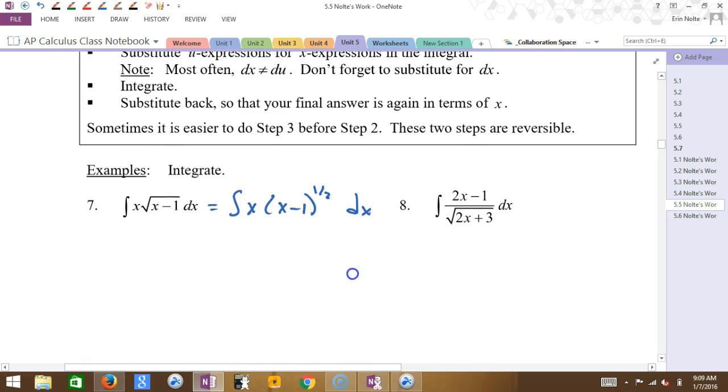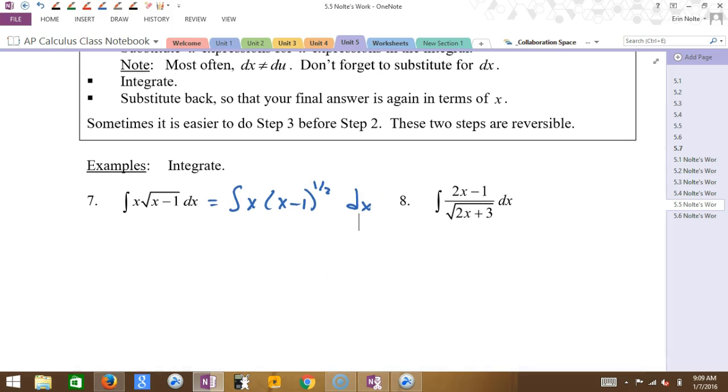Okay, so the first thing I have to do is identify what my u is. Okay, so u substitution, you're going to rewrite the integral in terms of u. So see all those x's? We are going to replace all of the x's with u's. Okay, so the u is going to be the piece that's in the parentheses.